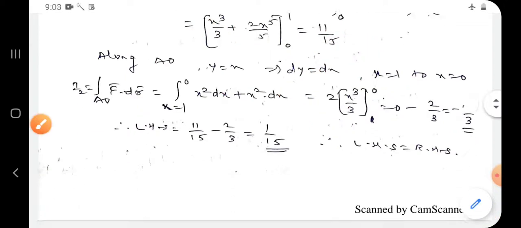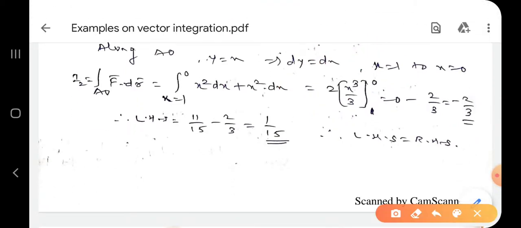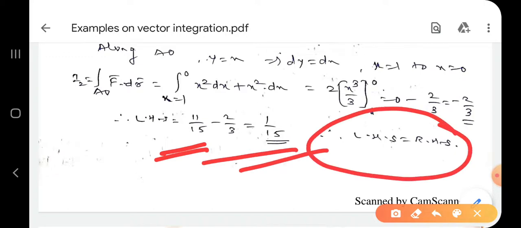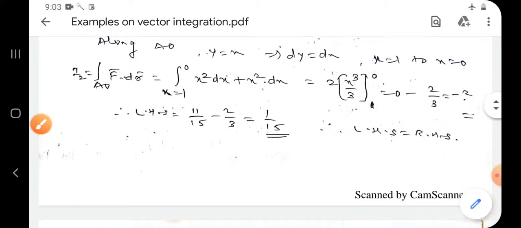And if you solve this LHS, I get I1 plus I2, so 11 by 15 minus 2 by 3. Our answer is 1 by 15. Therefore, we verified Green's theorem, or Green's lemma, here.